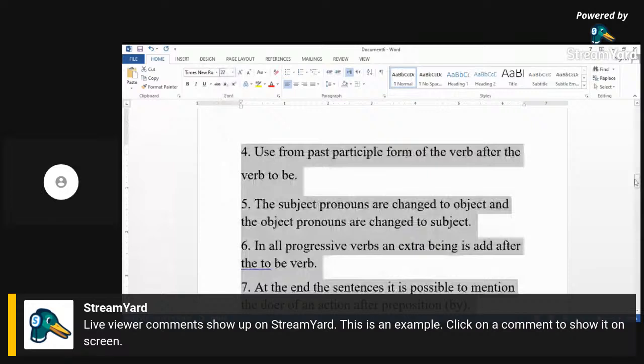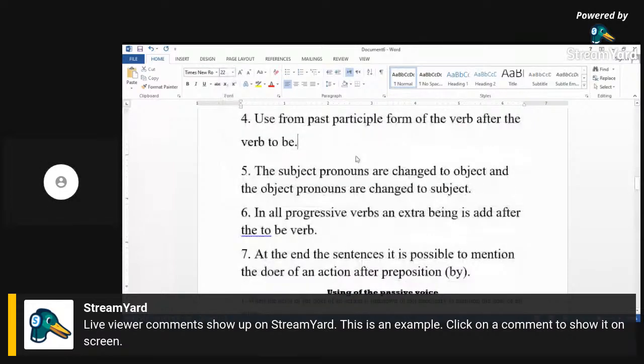Rule four: use the past participle form of the verb after the verb to be. So we use the third form of the verb, or the past participle form of the verb, in the passive voice after the to be verb.